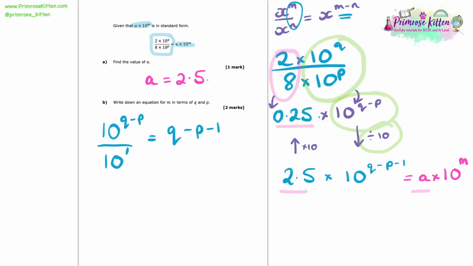So if we now look at question B, you can see they wanted us to write down an equation for m in terms of q and p. And we have that really, don't we? Because if we look and compare, we can see that this q minus p minus 1 is equal to m. So actually, quite simply, we can just say that m equals q minus p minus 1. And that there is your answer.